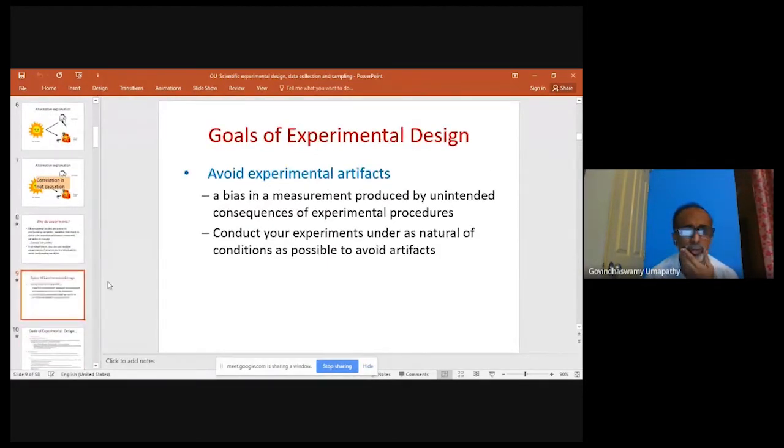So if you look here, what are the goals of experiment design? Avoid experiment artifacts, a bias in a measurement produced by unintended consequences of experiment procedures. Conduct your experiment under conditions as natural as possible, and avoid artifacts. Many times you do research and some result will come, but it may not be the reason behind such a result, but maybe something else. You need to understand that, and that's called an artifact. So keep in mind all this information when you plan a work.